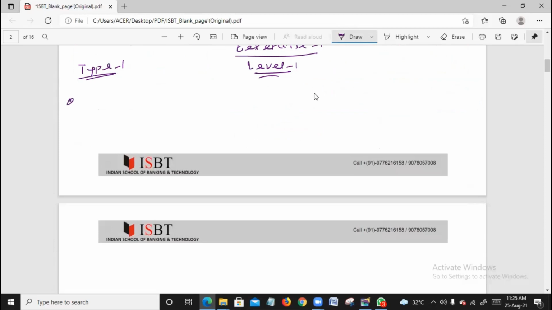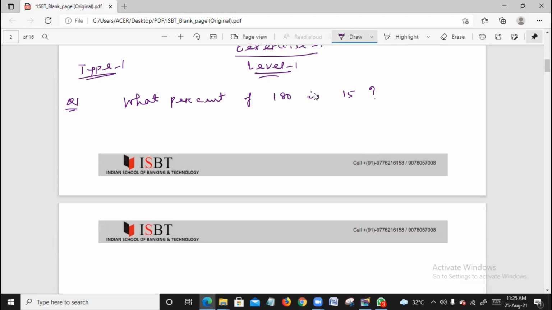Very easy questions, dear students, very easy questions. Suppose the question is, what percent of 180 is 15? What percent of 180 is 15?